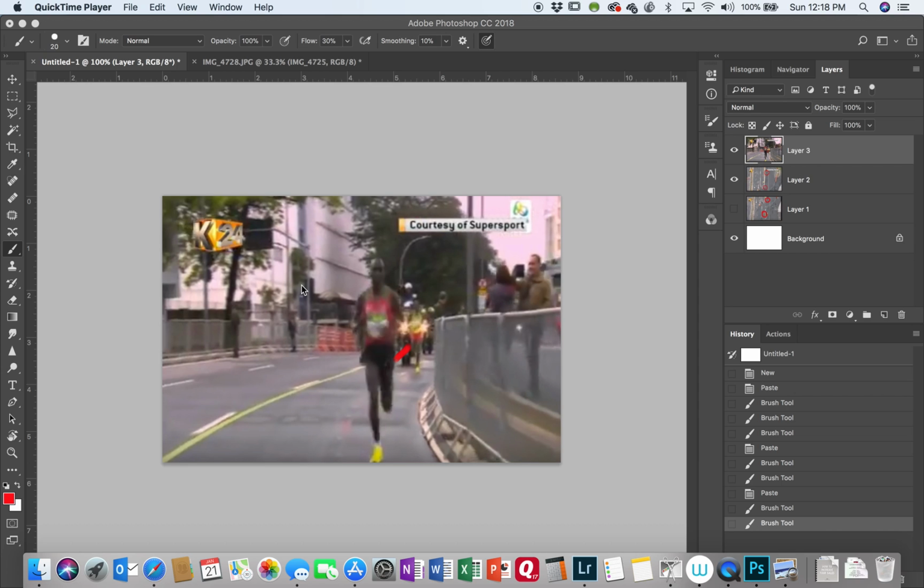Hey everyone, we talked a little bit about lens compression in class and using a long lens versus a wide angle lens. I wanted to show you two examples of what that does.